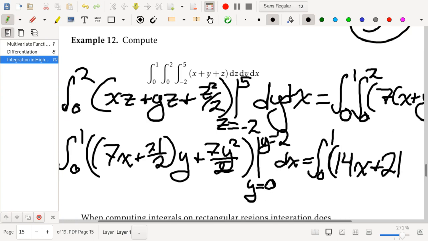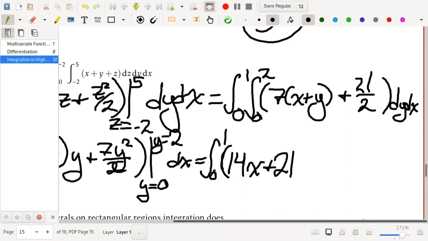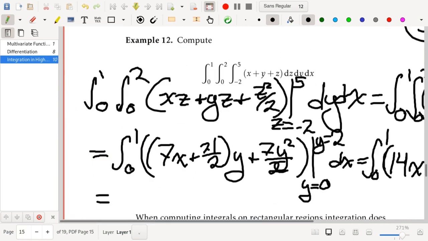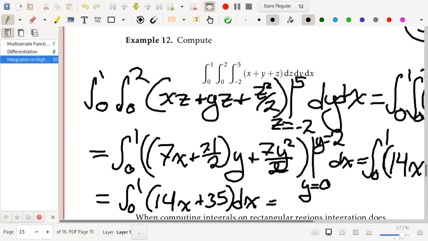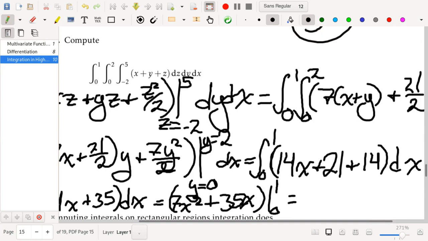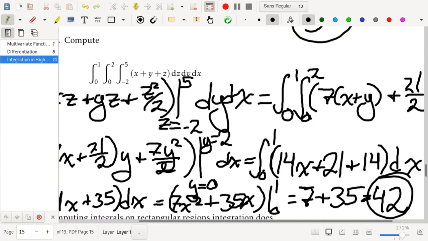Plus 14 dx. So this will be the integral from 0 to 1 of 14x plus 35 dx, and that's going to be 7x squared plus 35x, where x is ranging from 0 to 1, which is going to be just 7 plus 35, which is 42. All right, there we go.